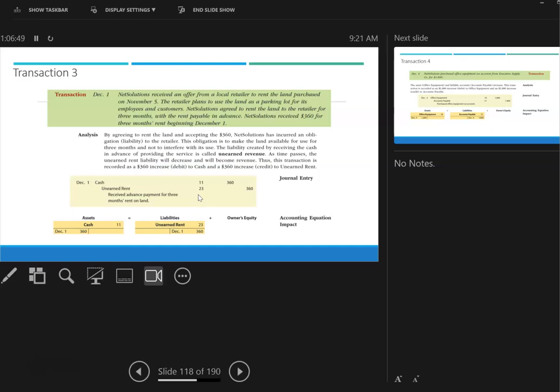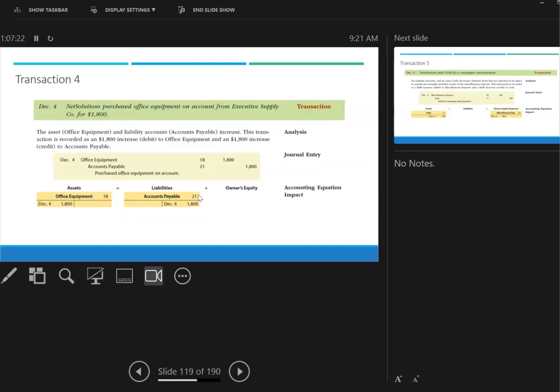Now, this is a little hokey because the numbers are so small, but if we made this number 36,000, it would make more sense. Does that make sense? So we show the journal entry of cash and unearned revenue, and then we debit our cash, we credit our liability.